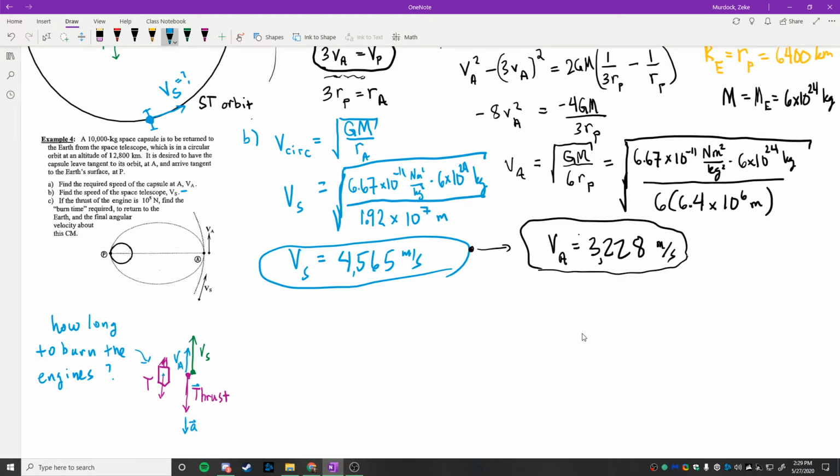Now, what equation would I use to figure this out? What do you guys think? There's more than one way to do it. What's an equation I could use to immediately solve for that? Yeah, the impulse equation. That's right. The impulse equation tells us that if I take the force of the rocket, the thrust, and multiply by the time interval, force times time, I get the change in momentum, right?